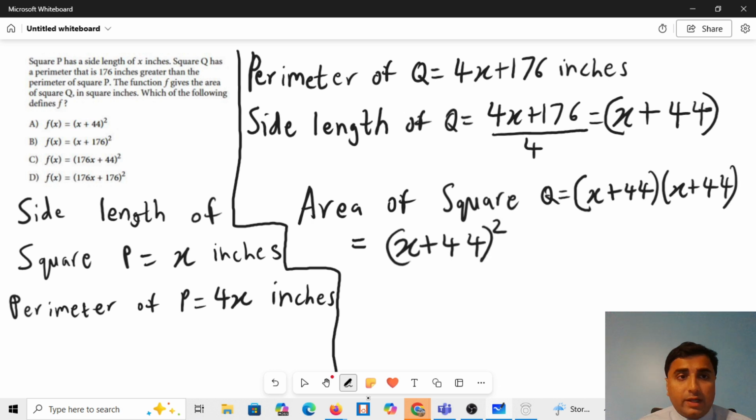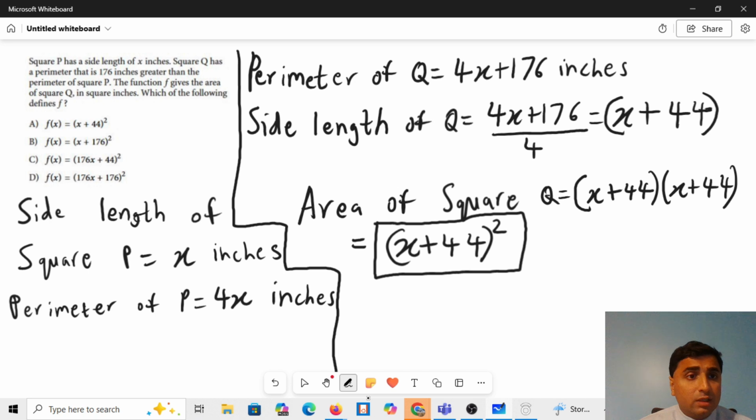Let me just highlight this right here. This particular equation is the area of square Q, x plus 44 whole squared. Then we are told that function f is the area of square Q. We are asked which of the following defines f. So now we look through all these options. We see that option A, f of x equal to x plus 44 whole squared, is the correct answer choice. So we select option A, and that is going to be our final answer.